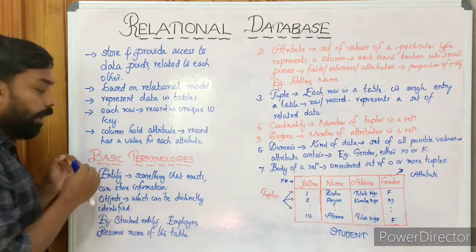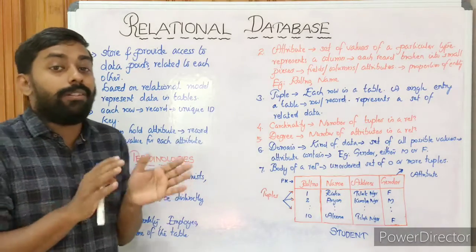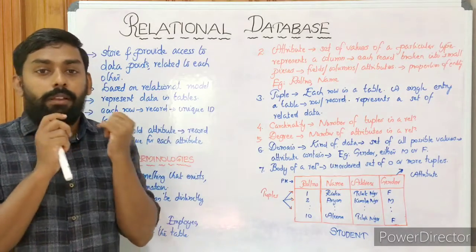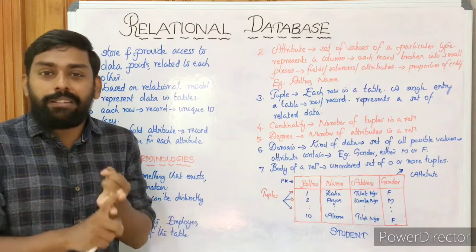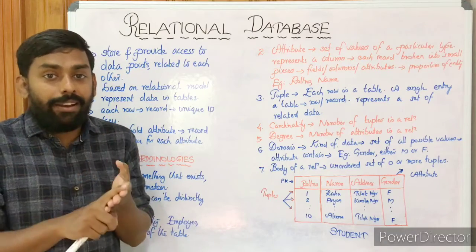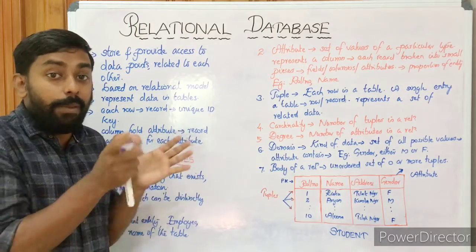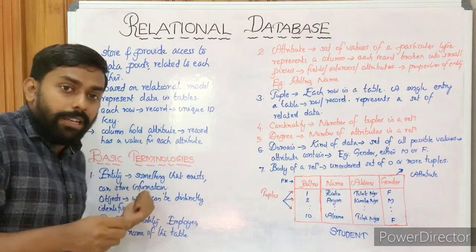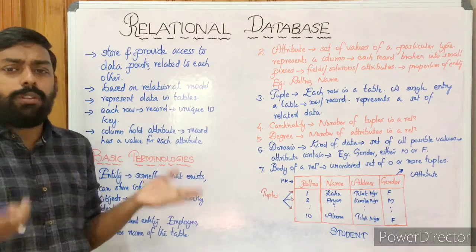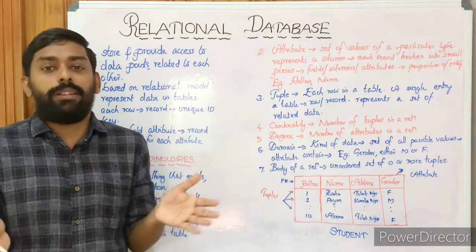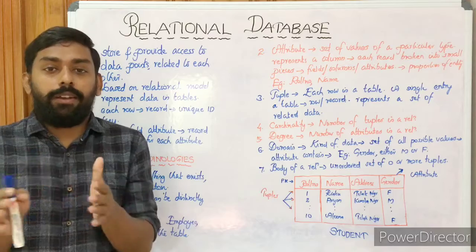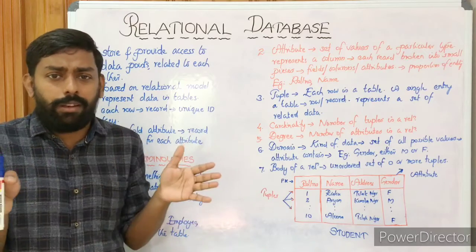Then we can look at the basic terminologies used in relational database. We have entity, attribute, tuple, cardinality, degree, and body of a relation. These are the main terminologies we are looking at. So we can start with entity. Actually, what is an entity? We know student is an entity, employee is an entity, item is an entity. What is actually an entity?